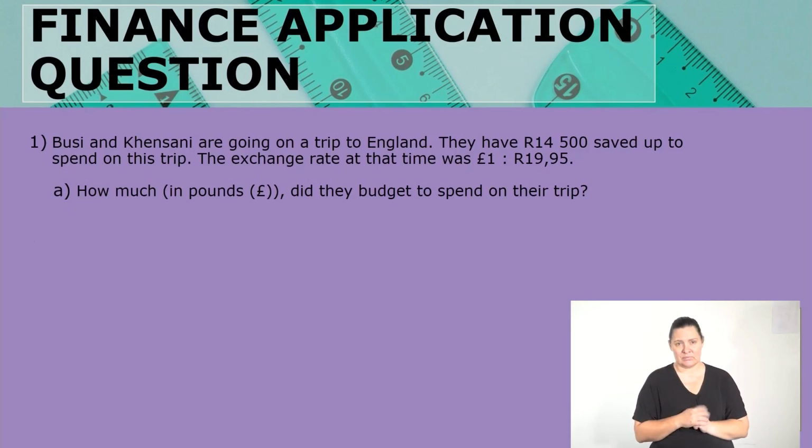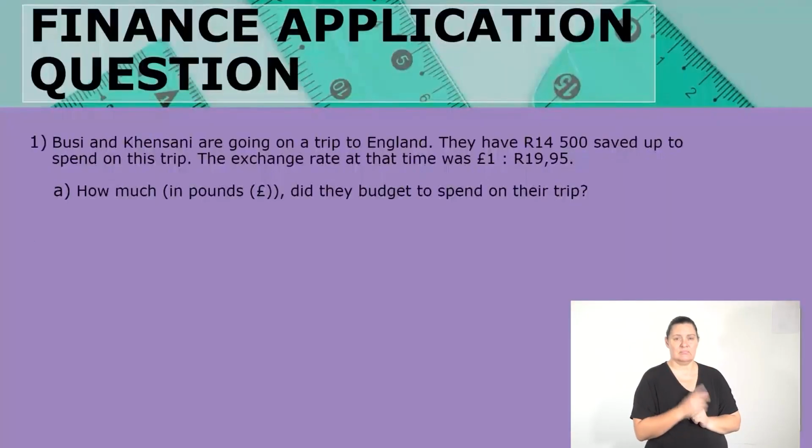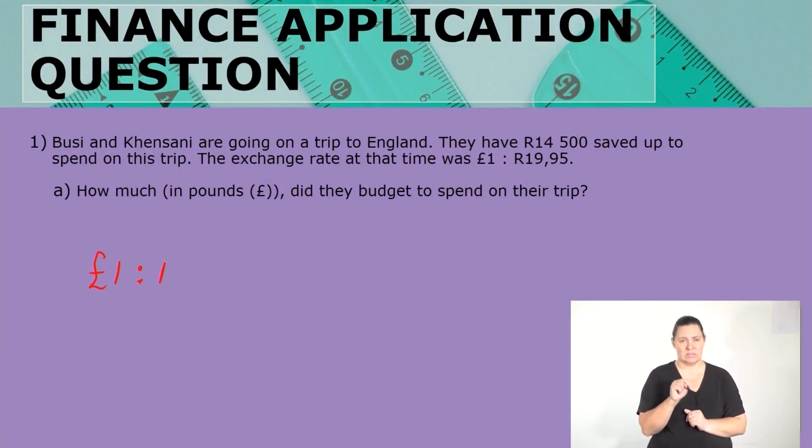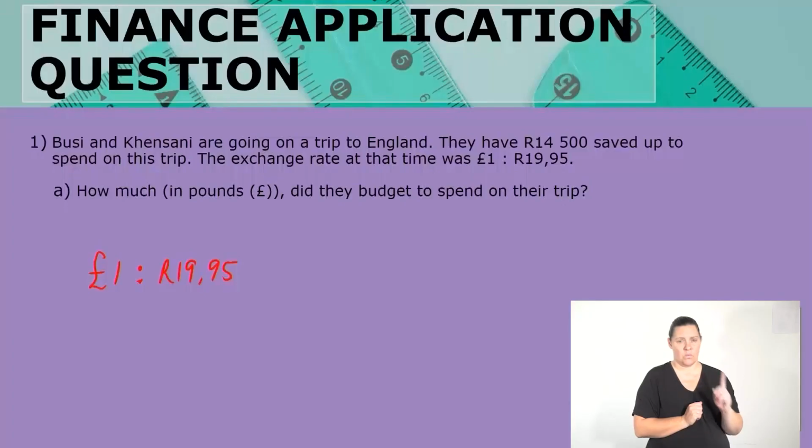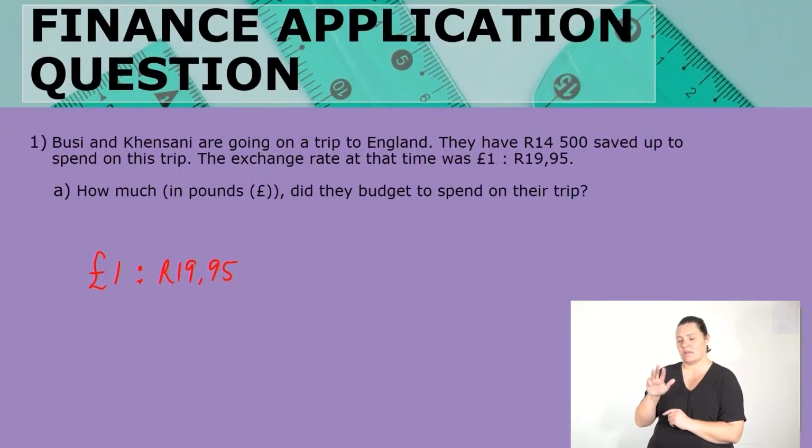So remember how much they had in rands? 14,500. So now we need to convert that to pounds. So looking at the ratio, which is £1 is to 19 rands and 95 cents. Now remember what ratio is? We are comparing quantities that are the same. So that is the ratio. £1 is to 19 rands 95 cents.